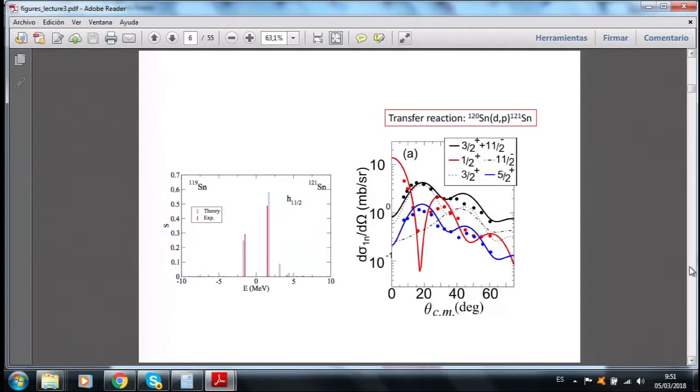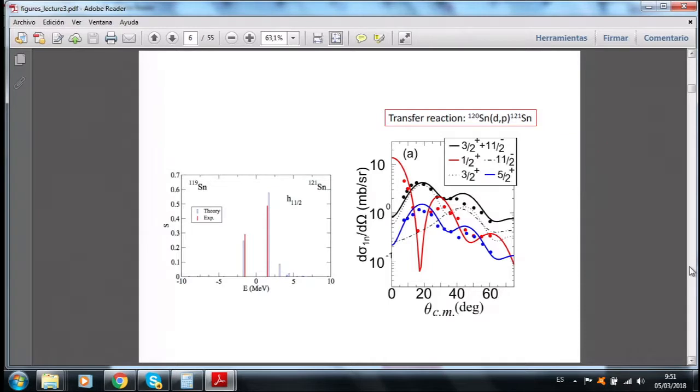Exactly. This gives you the possibility of putting a particle on top of 120 and creating 121, or the possibility of extracting a particle from this orbital and producing 119. And with only one quasi-particle energy, because BCS gives you only one quasi-particle, the sum of these two peaks would be 1, because the summation of both gives you the total single-particle strength.